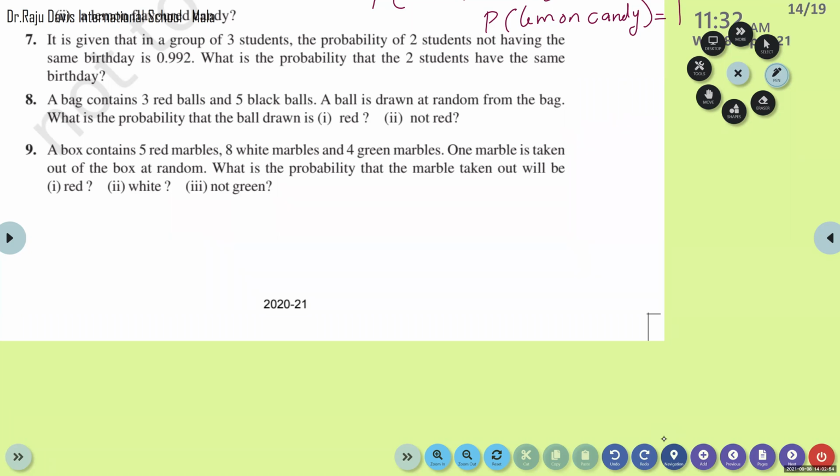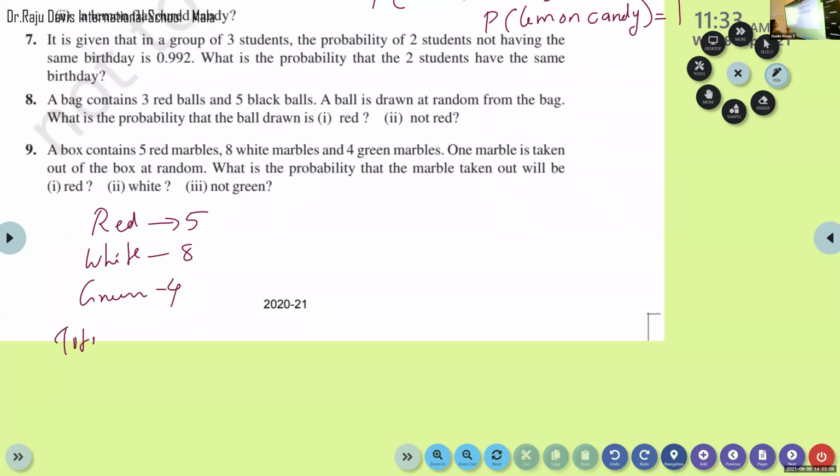So there are red marbles 5, white 8, and green 4. Total marbles: 17. There are 17 marbles. Now write the questions one by one. Probability of getting red. Probability of getting white. Probability of getting green.